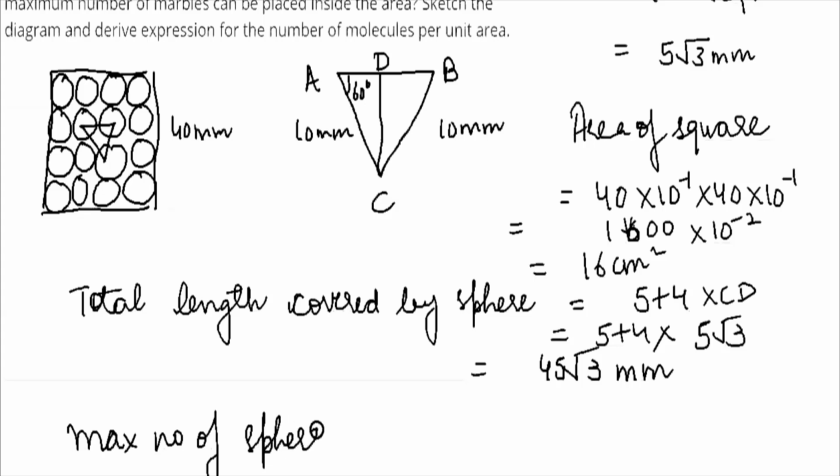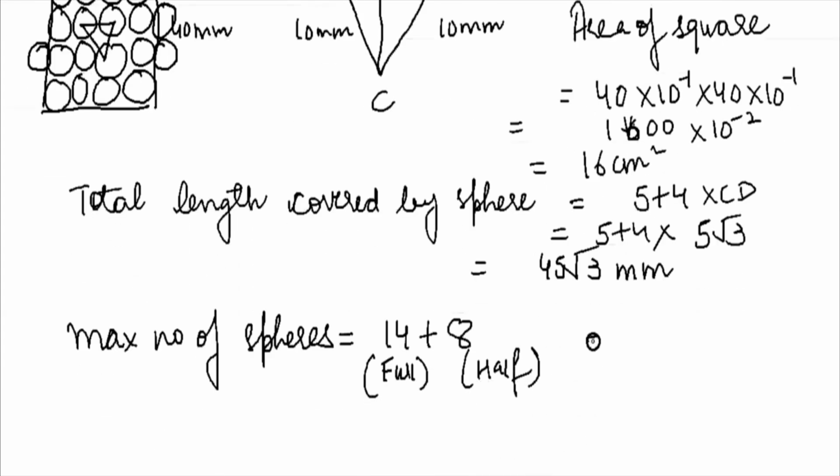Now to find out the maximum number of spheres, the total will be 14 plus 8. There are some full spheres and also some half spheres. I hadn't drawn it here earlier, but let me draw it to mention that some of the spheres must also be coming out of the square. So we have 14 full spheres and 8 half spheres. When you add this, you will get 18.